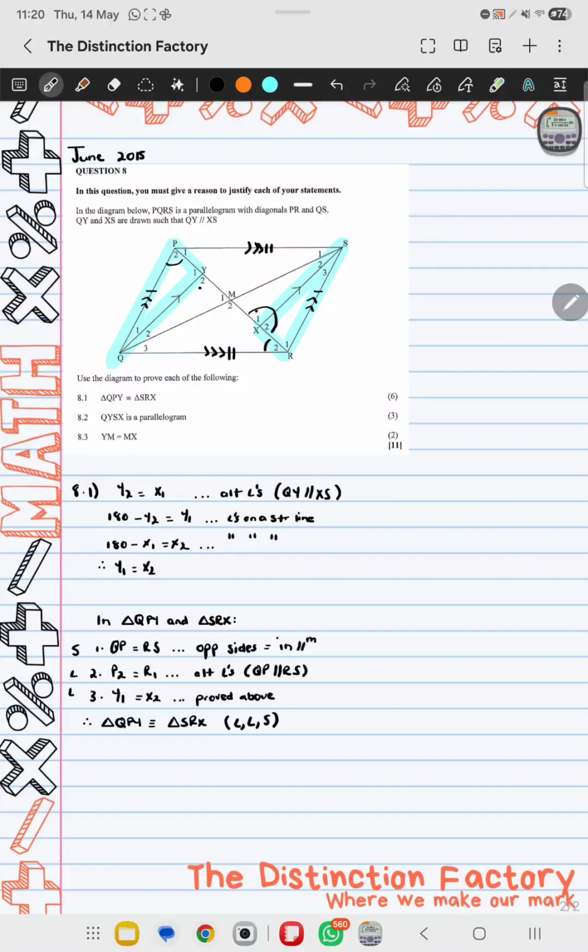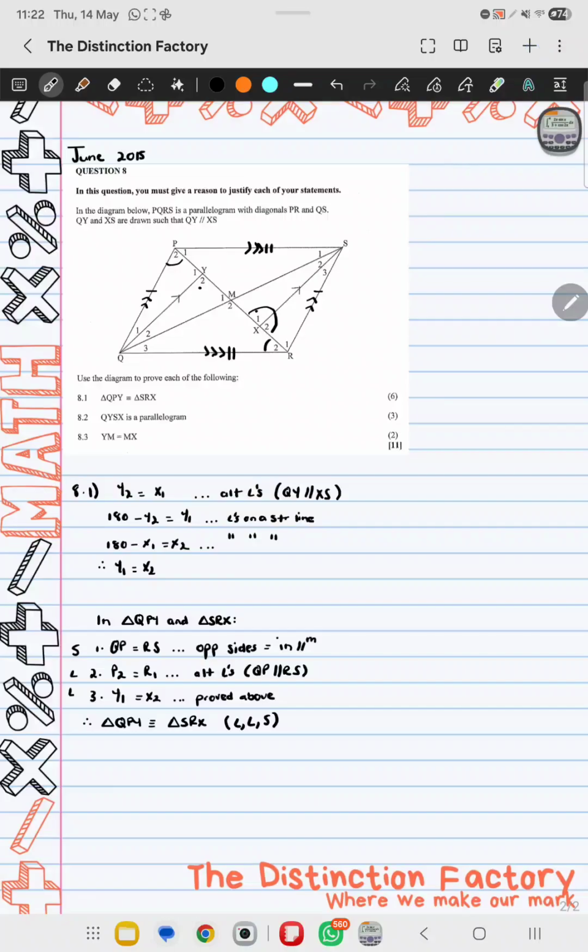All right, let's move on to the next question, question 8.2. It says that we now need to prove that QYSX is a parallelogram. So let's look at which shape they're talking about. QYSX. We want to prove that that is a parallelogram. So let's see what we have.